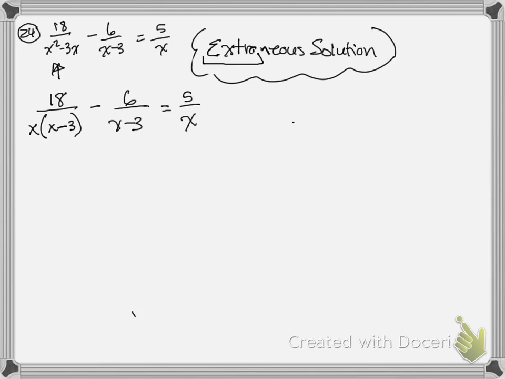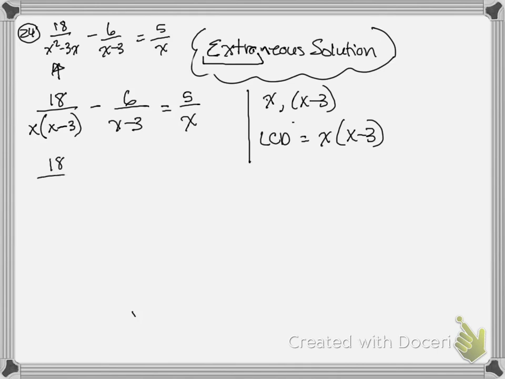So now looking at what my lowest common denominator might be, I have an x and an x minus 3, and then an x minus 3 and an x. So I think my LCD will be x times x minus 3. So my first term is all set, 18 over x and x minus 3. The denominator has the x and the x minus 3 already.